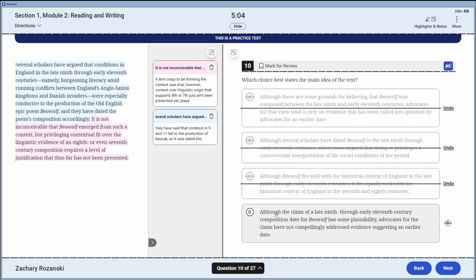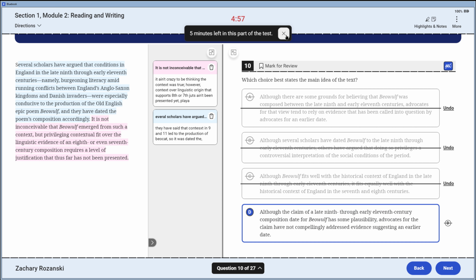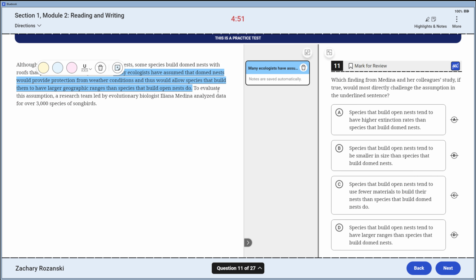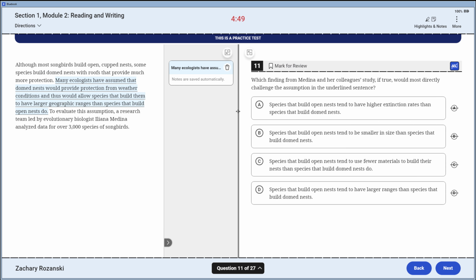It was some sort of language game. Although the claim has some plausibility, true advocates of the claim have not completely addressed evidence suggesting it. Yeah, that's like the grammar nerd stuff. What are the findings? Sure, let's go after him. Oh, challenge. Don't drop that.